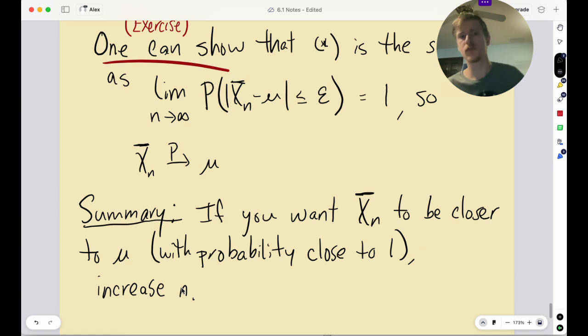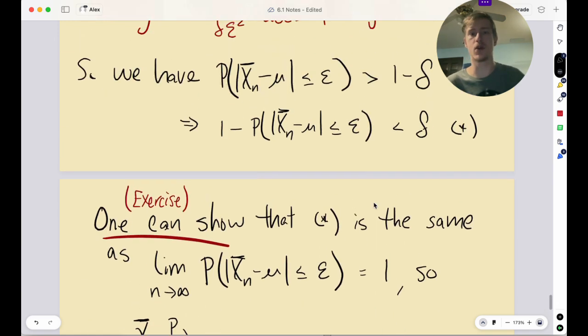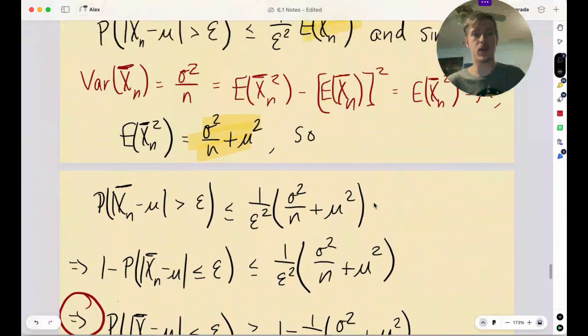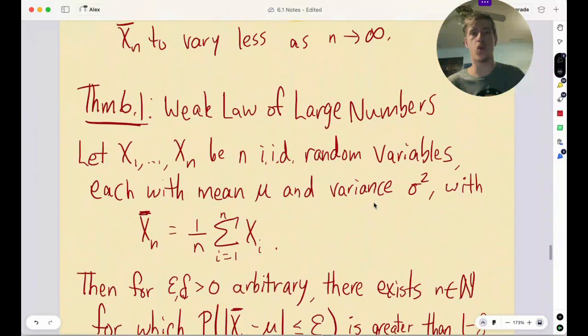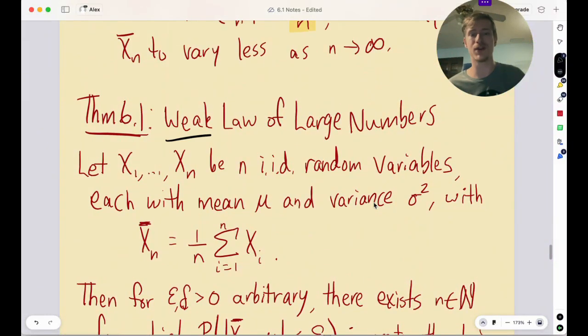Okay. Now, I'm going to stop the video here. In the next video, we're going to explore why this is called the weak law of large numbers. Is there a strong version? And if so, what's wrong with the weak law of large numbers? So I hope to see you there.